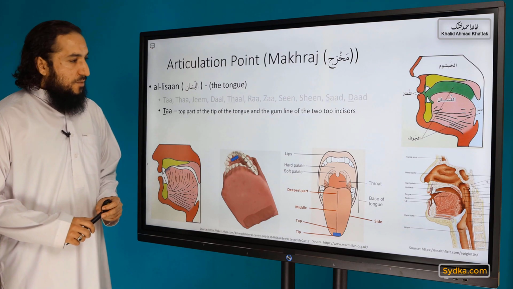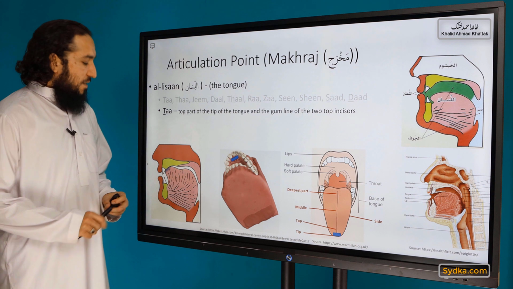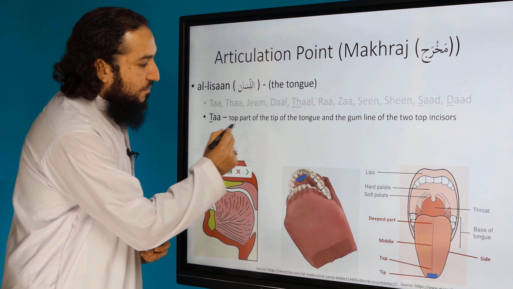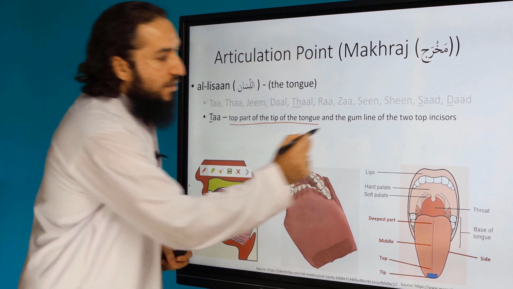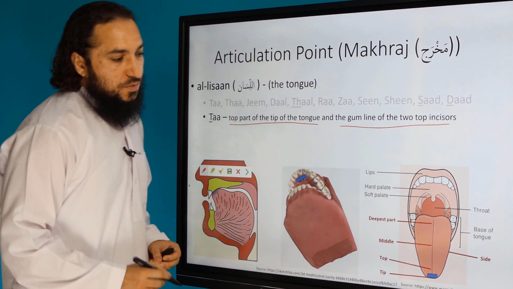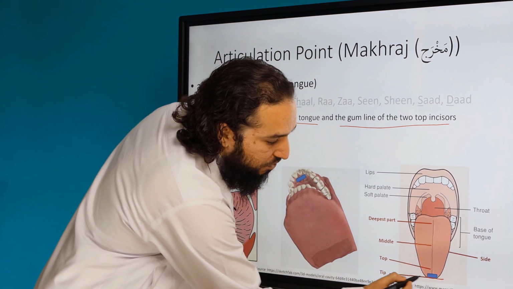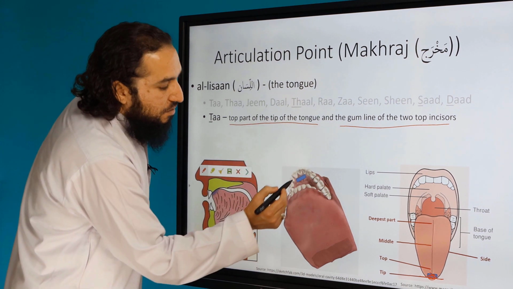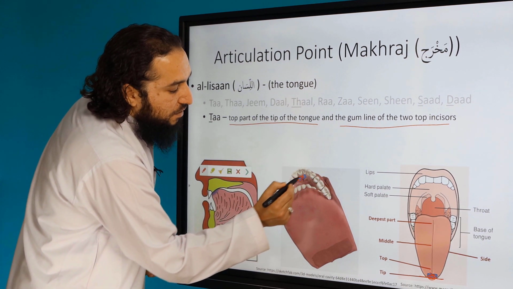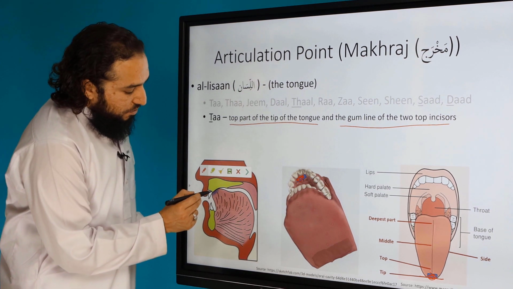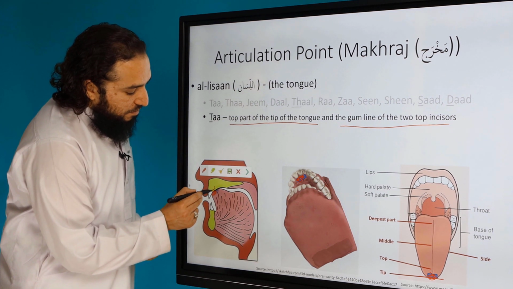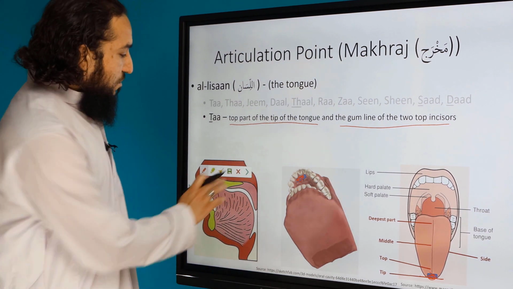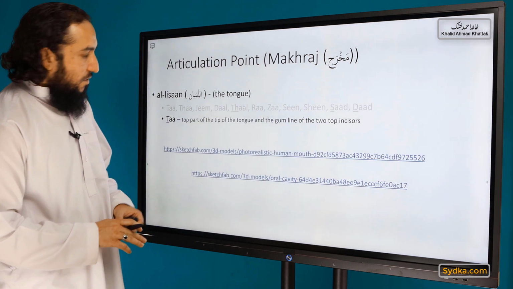The articulation point, it is one of the tongue letters. Lisan is the Makharij for it, and it is pronounced from the top part of the tip of the tongue and the gum lines of the top two incisors. So we have the tip, and this is the top part of the tip of the tongue, and then we have the gum lines of the top two incisors. So let me go to the 3D model and explain it further there.